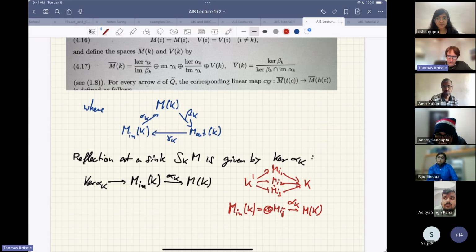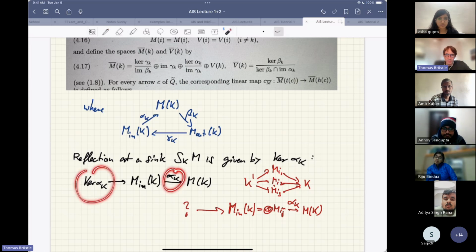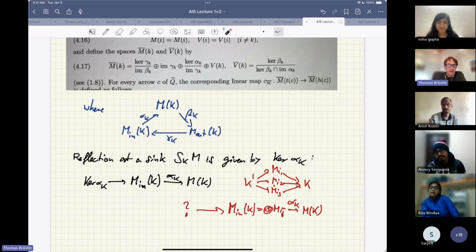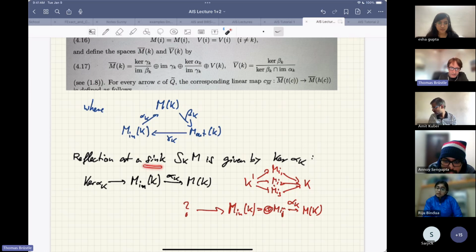So what we want to do is find somebody here that maps into that sum. And what do we take? We just take the kernel of this map, because if you give me any map and I want to look for somebody here, I would tell you, take the kernel. There's not too many choices otherwise. And that is the reflection. When we have a sink, the reflection functor, did you call this S_K plus or S_K minus or something? Do you remember?